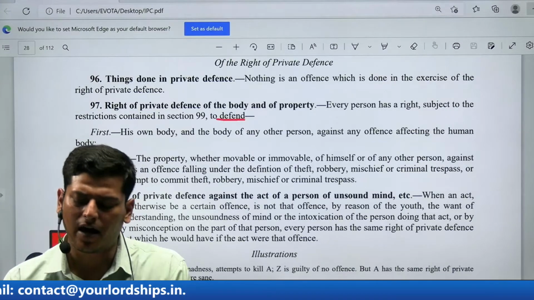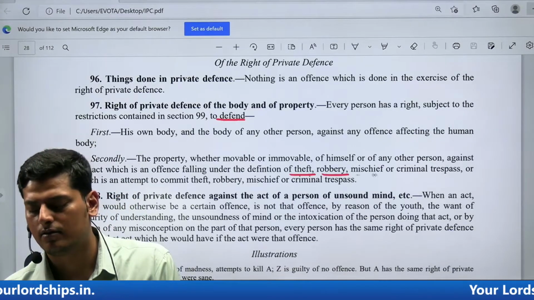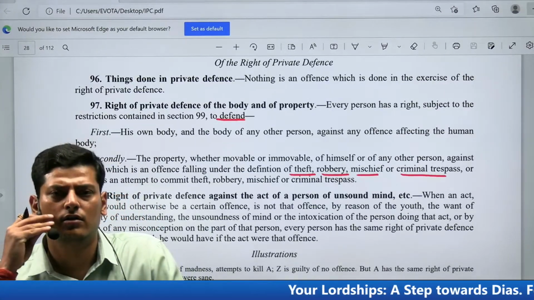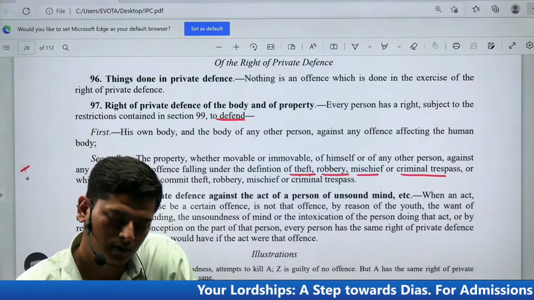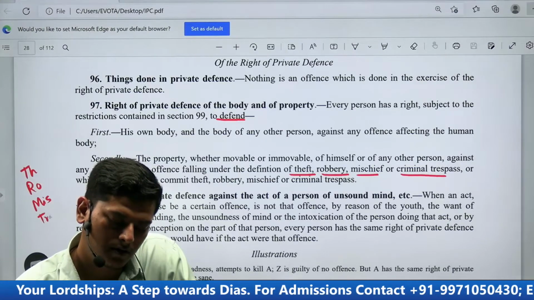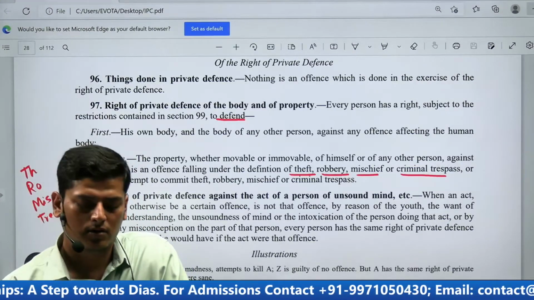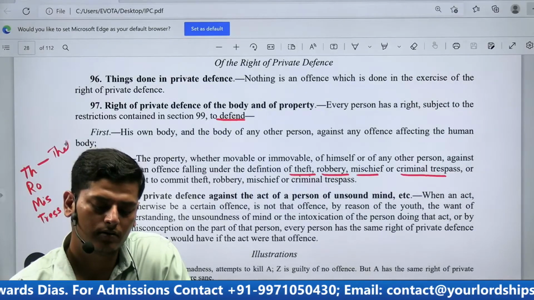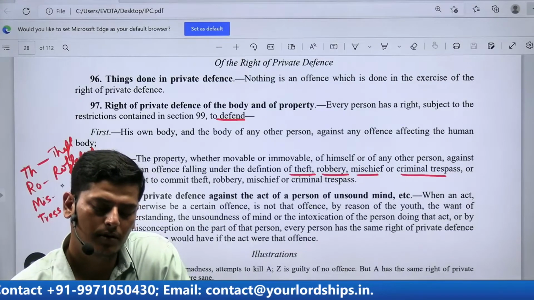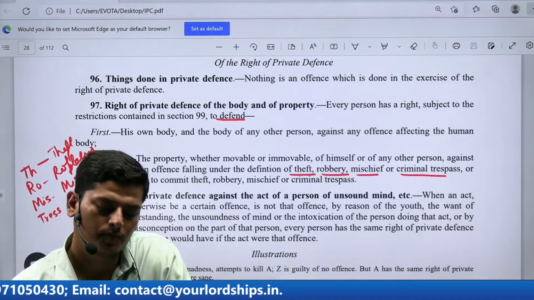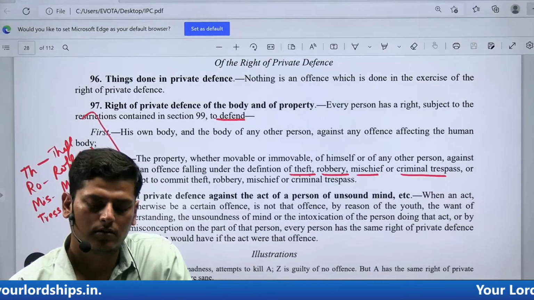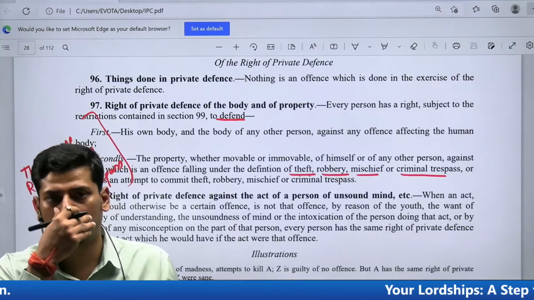इसको याद करने का तरीका क्या? अक्सर लोग मिस कर जाते हैं. थ्रो मिस्ट्रेस, थ्रो मिस्ट्रेस, मिस्ट्रेस को जो है भगा दो. थ्रो मिस्ट्रेस. थेफ्ट, रॉबरी, मिसचीफ, क्रिमिनल ट्रेसपास. ये 4 सेक्शन हैं, ये 4 ऑफेंसेस हैं.